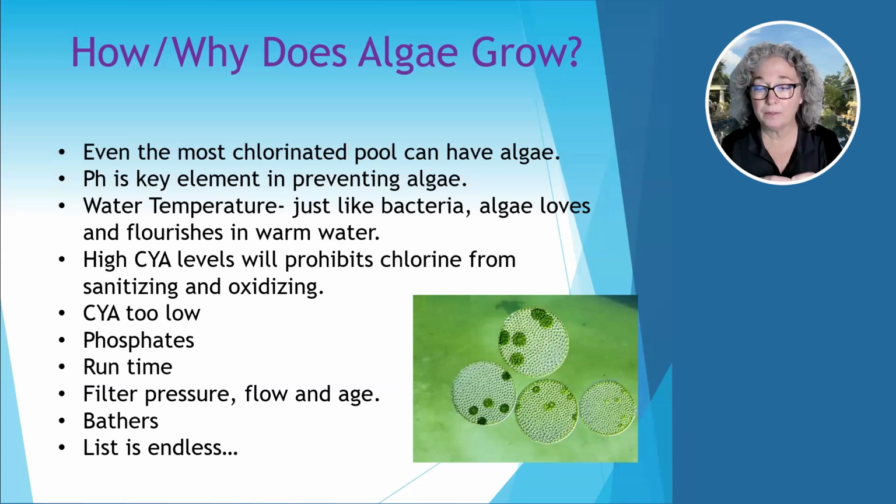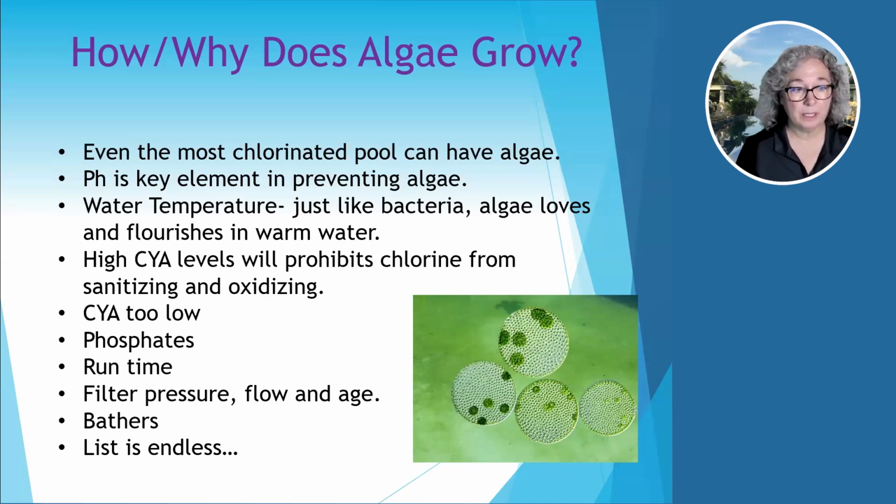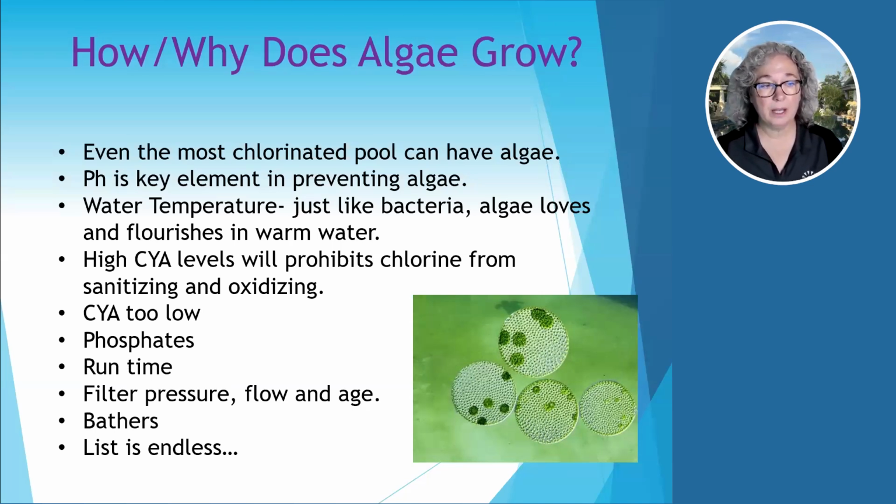And the little bit of phosphate you have in there is eating it up. And the algae is eating it up, and it's going to start growing. pH is a key element to preventing algae. Again, if your pH is too high or too low, that's going to affect your algae growth. Water temperatures, just like bacteria, algae loves and flourishes in warm water.